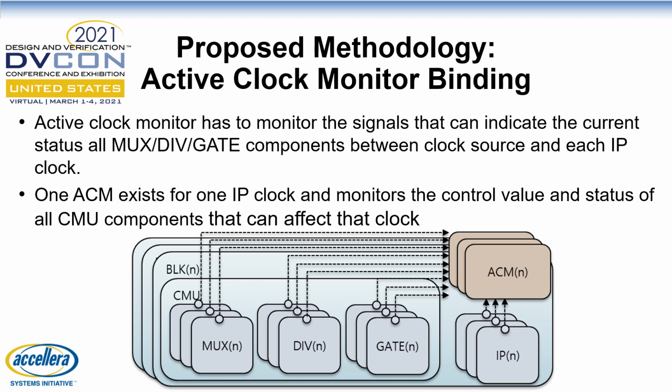The video in this slide shows the overview of binding active clock monitors. The ACM is based on an interface and it has to bind to CMU components. One ACM covers one IP clock, so the ACMs exist as many as the number of IPs.